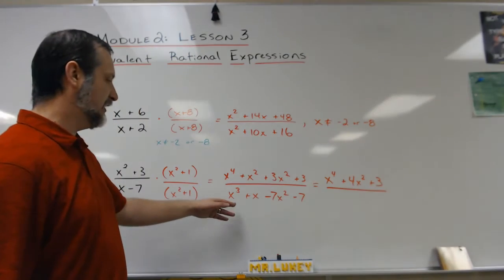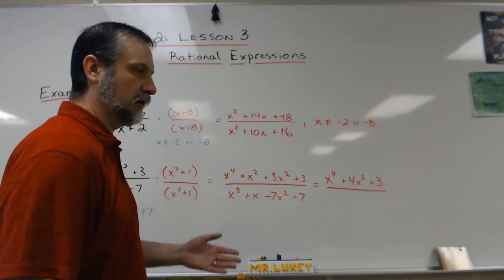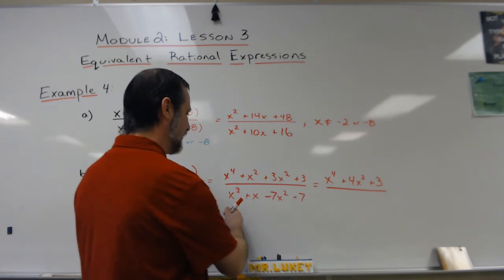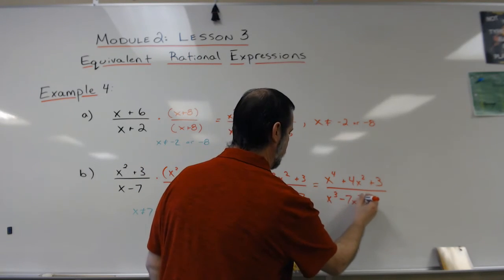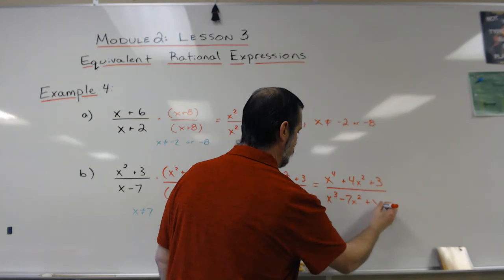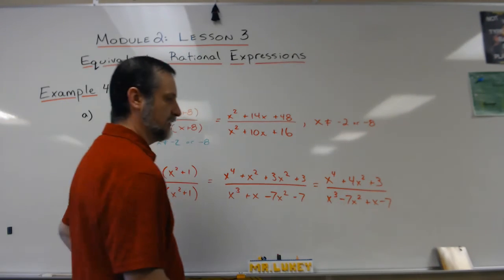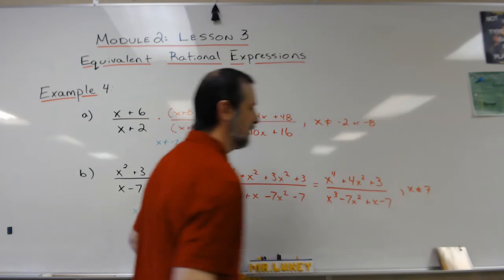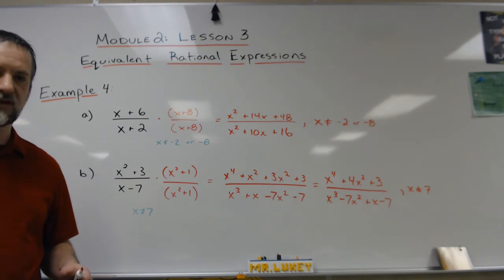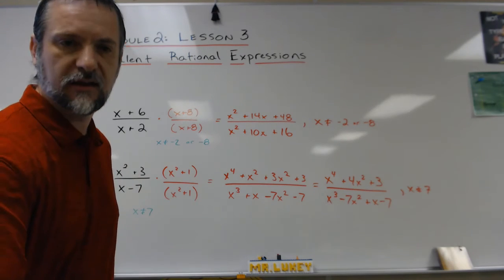This one, I have an x cubed, an x squared, and a constant. They're just written in the wrong order. So it would become x cubed minus 7x squared plus x minus 7, where x cannot equal 7. And that is that question example done up. So we only have one example to go, and this lesson is done.